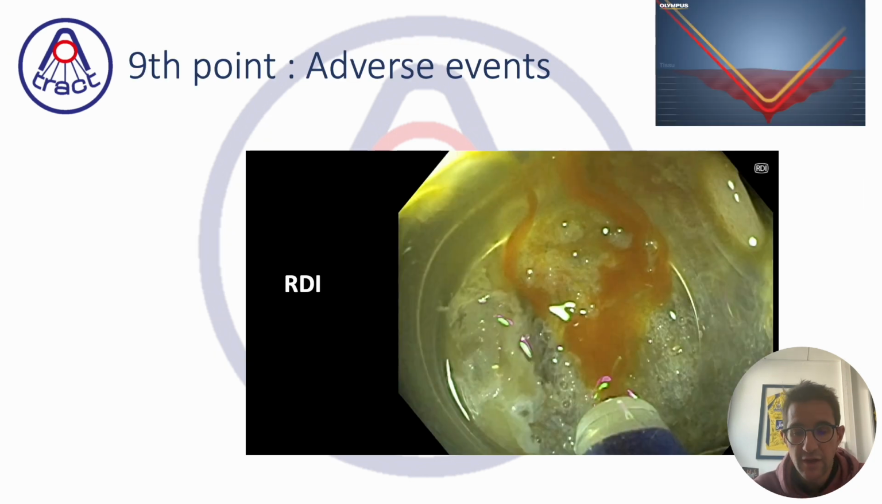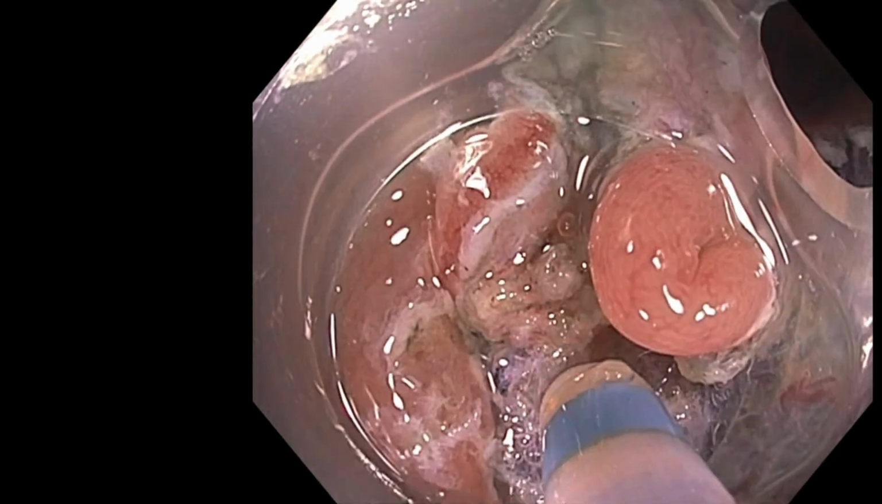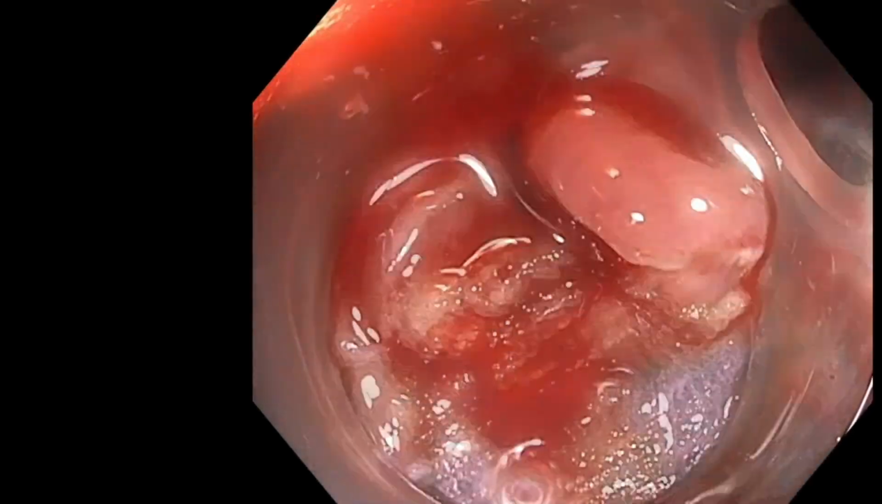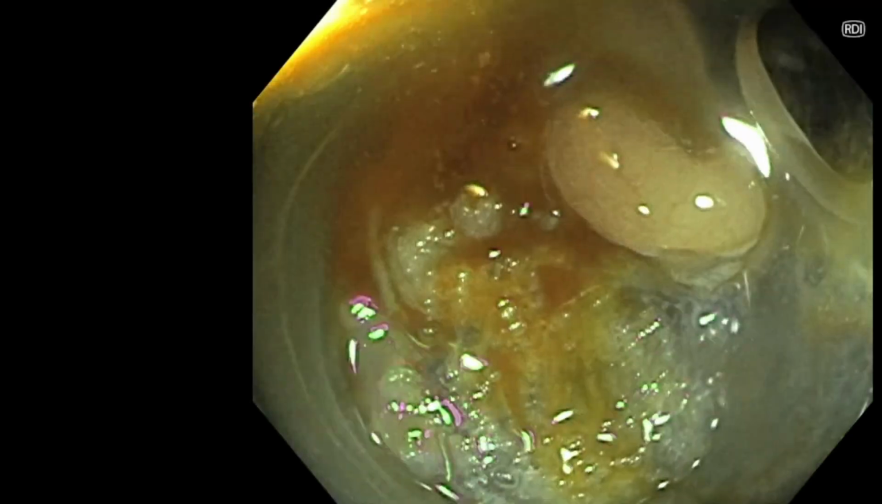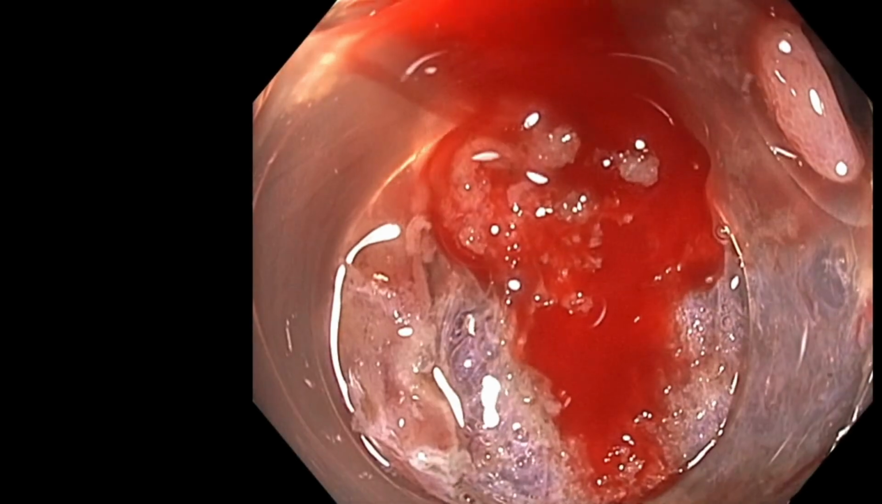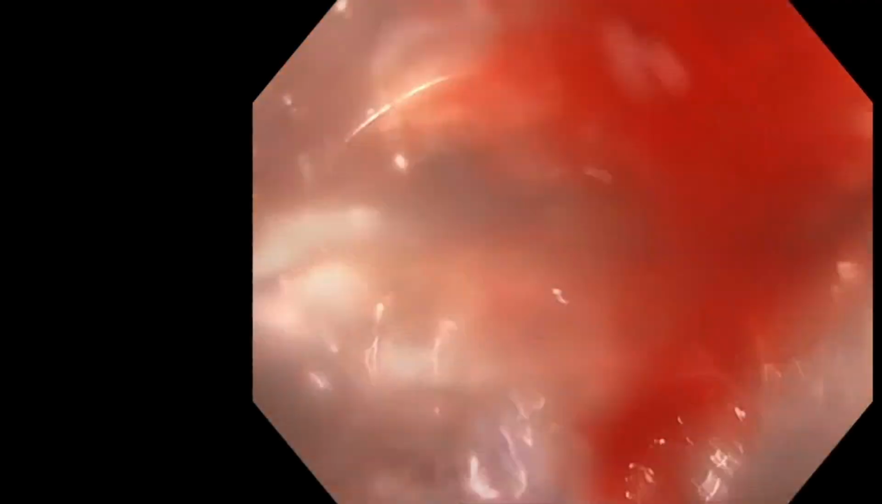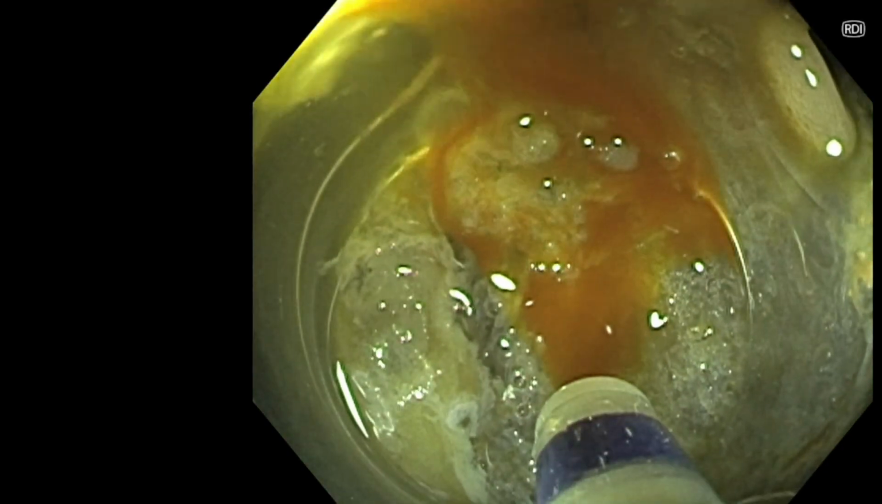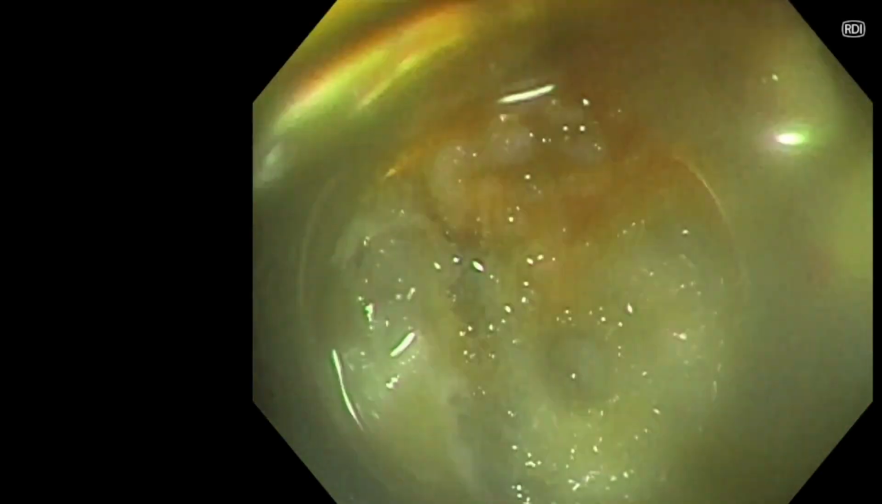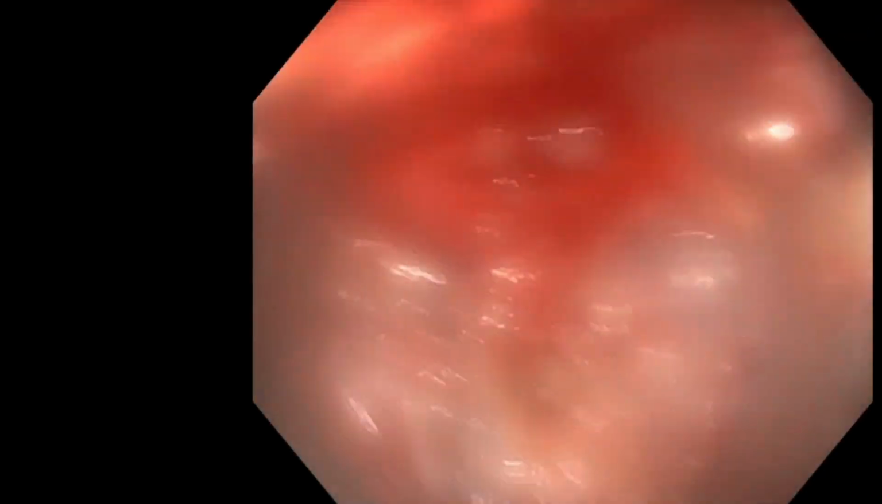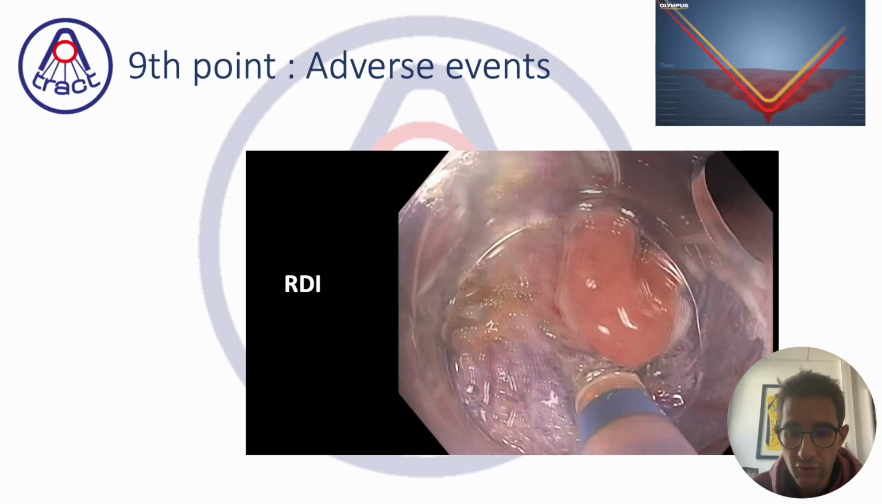The adverse events management is very important. You should be prepared to manage adverse events like bleeding during the procedure. And for me, at least, RDI is a very good way to reduce the stress because when it's not red, it's not so stressful, for me at least, and it makes the bleeding control more precise. In randomized trials, it helped to control the bleeding. So it's a good way.